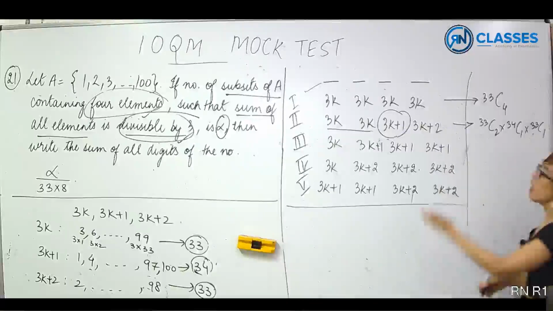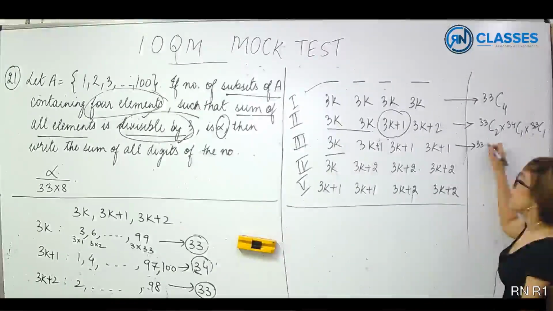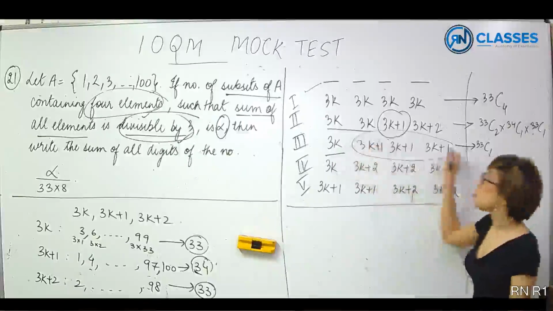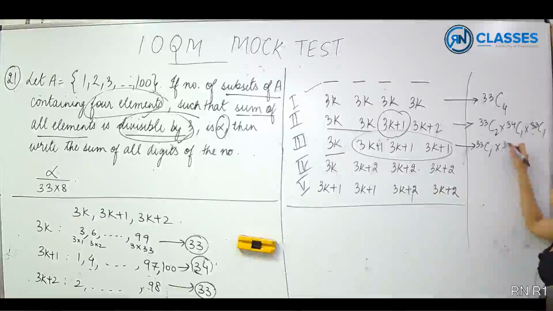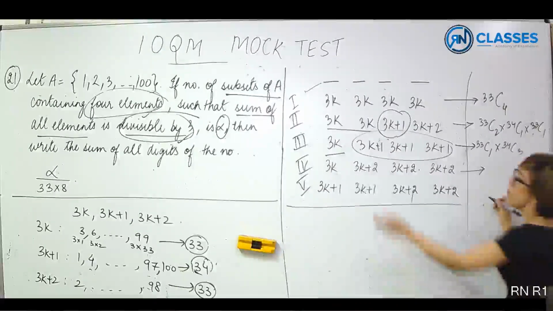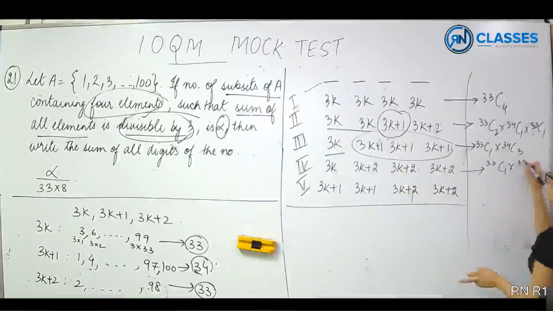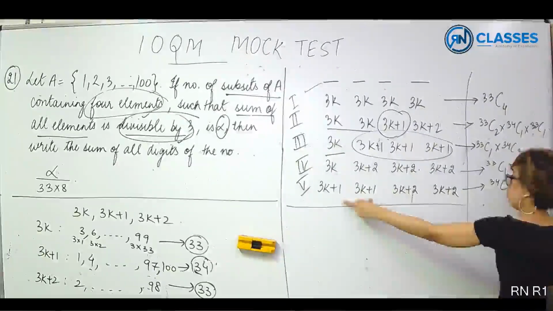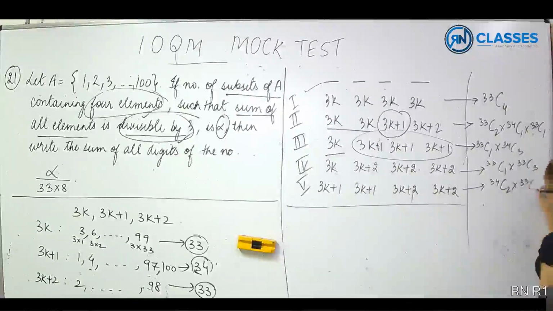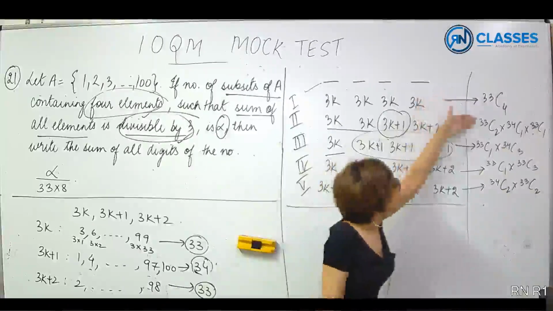Done? Right. 1 3k number. So, that means I have 33C1. Now, 3k plus 1 numbers. That means out of these 34, 3 I want. That is 34C3. Here, 33C1 into 34C3. Then here, I have 34C2 into 33C2. Right? In each of the cases, I found out the number of subsets.